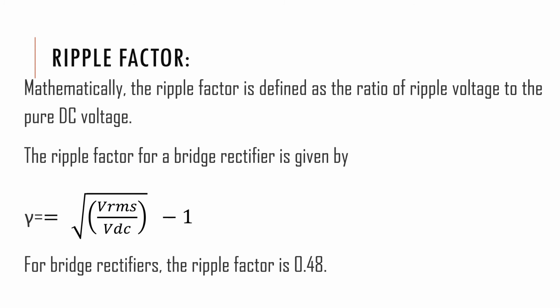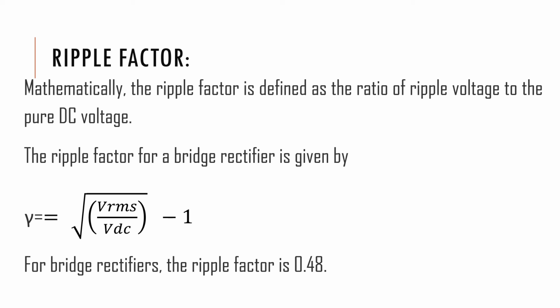Now let us see what is ripple factor. Ripple factor is nothing but the smoothness of the output DC signal, which is measured by a factor, and that factor is known as ripple factor. The output signal with few ripples is considered a smooth DC signal, while the output with high ripples is considered a highly pulsating DC signal.